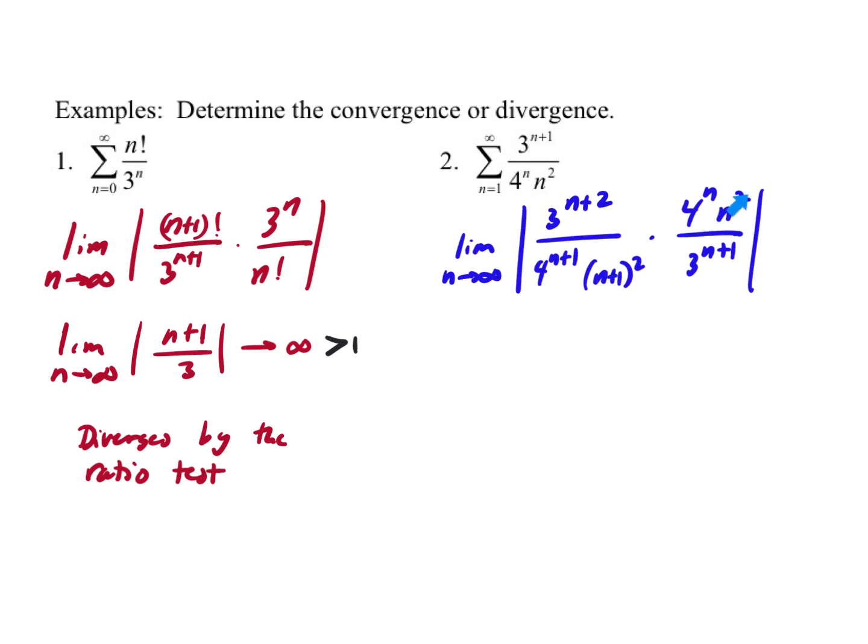These are not factorial. So this is n squared. This is n plus 1 quantity squared. So that's going to stay the same. So here's where I'm at. Like I said, I've got a 3 on the top, the n squared stays. This gives me a 4 on the bottom, the n plus 1 squared stays.